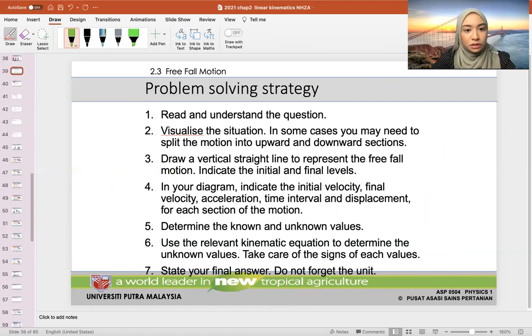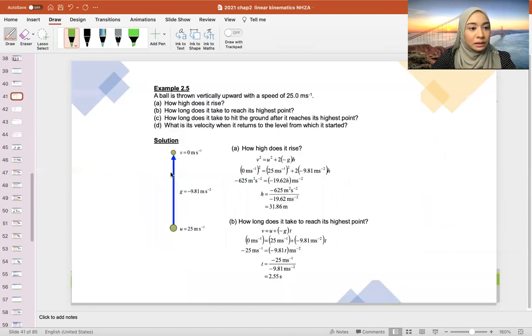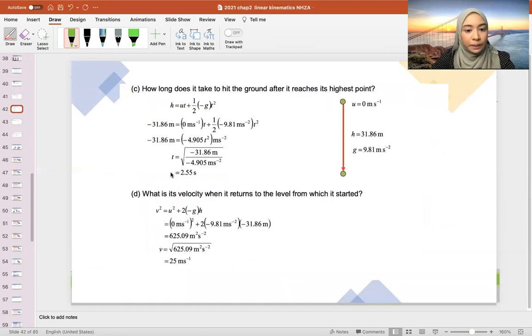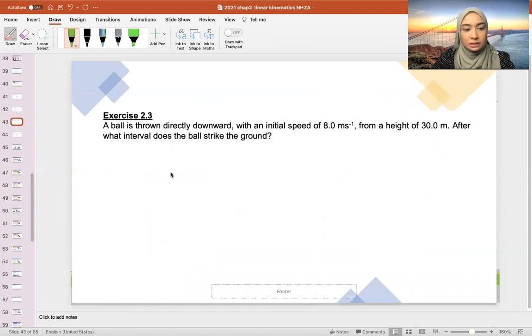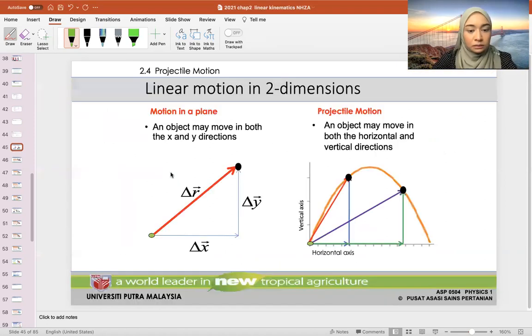Alright, so that was your recap. And then we did this example already. A ball is a ball. Dah tahu jawapan dia semua. Kita dah discuss last time. Ini pun, ini dah. Baling bola daripada atas turun ke bawah. We already did that as well.